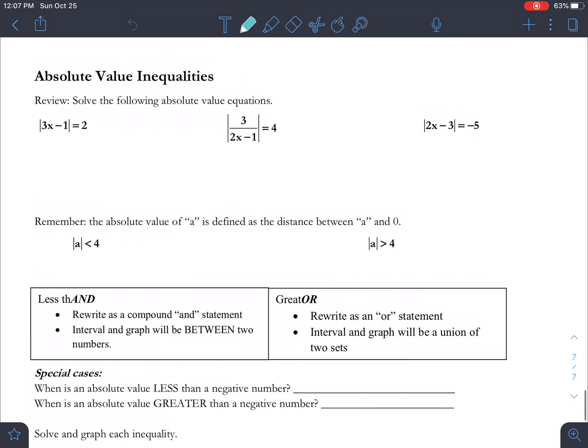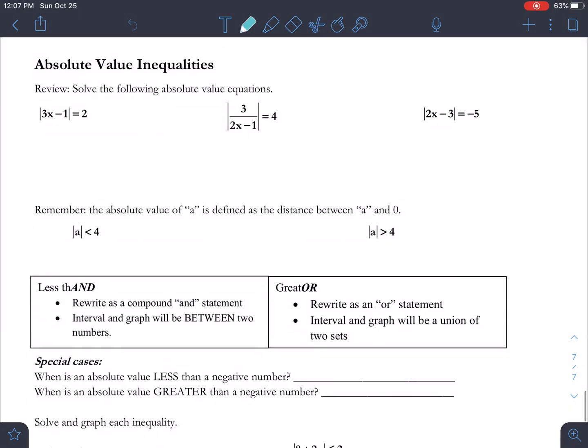Hey everyone, so today we're going to work on absolute value inequalities. So we talked about inequalities last time in general, so we're going to continue using that interval notation and graphing, but now we're going to talk about what if it's an absolute value inequality.